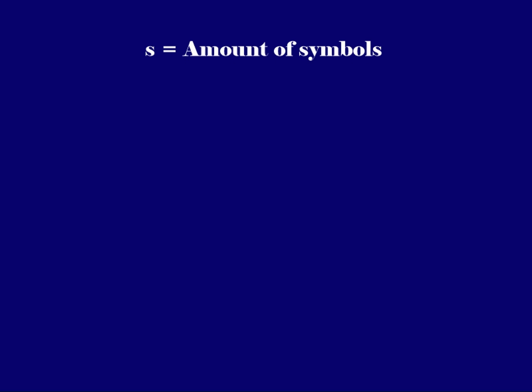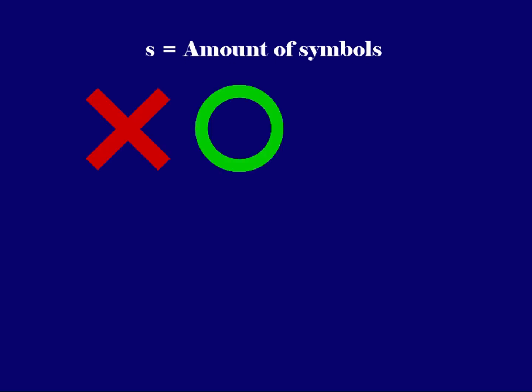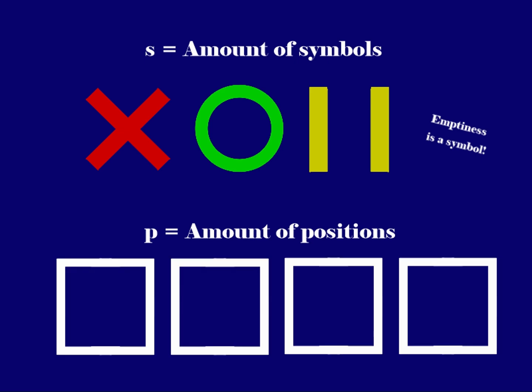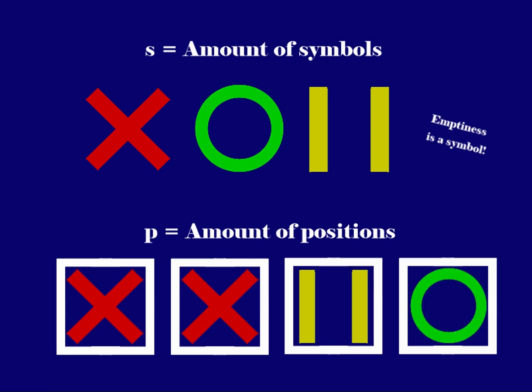For combinatorics we need the amount of symbols represented by small s, symbols like cross, circle and even bars. But also emptiness is considered a symbol. We also need the amount of positions represented by a small p, where each position is gonna be filled in by a symbol. Take these 4 positions. There are many different ways to fill them in with symbols.